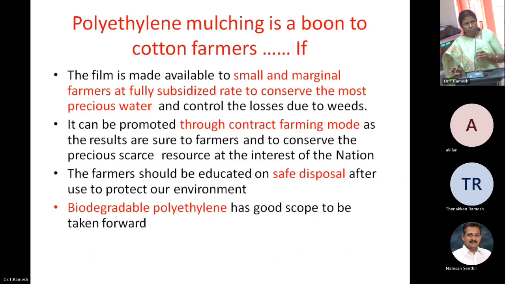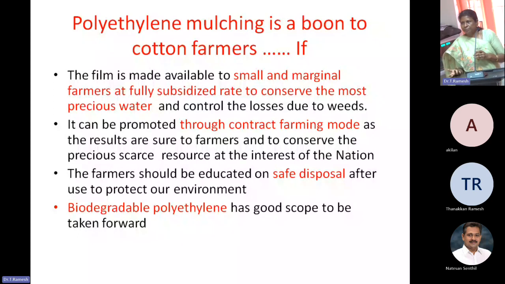Yes, please. So to conclude, I can say this: the film should be made available to small and marginal farmers at a fully subsidized rate to conserve the most precious water and control the losses due to weeds. So it works well. That we are 100% sure about. But of our farmers, 60% are small, and 74% of our farmers are either in the small or marginal category. They don't have that much to invest, even though the results are sure. To start with, they do not have it.